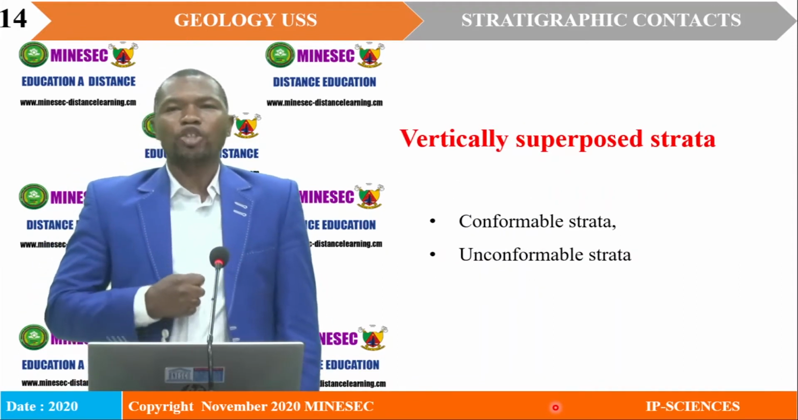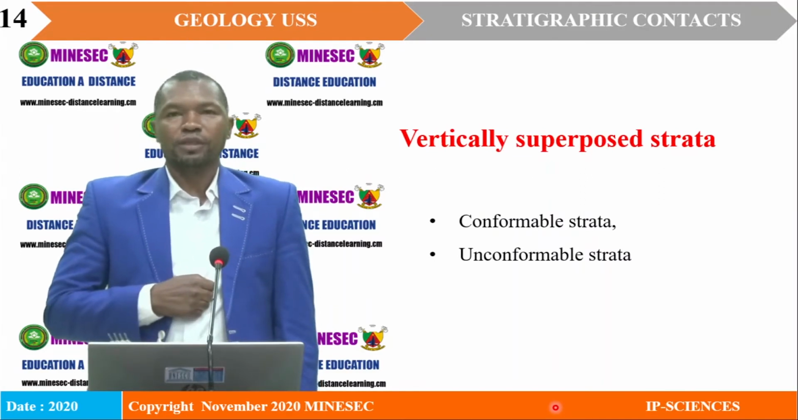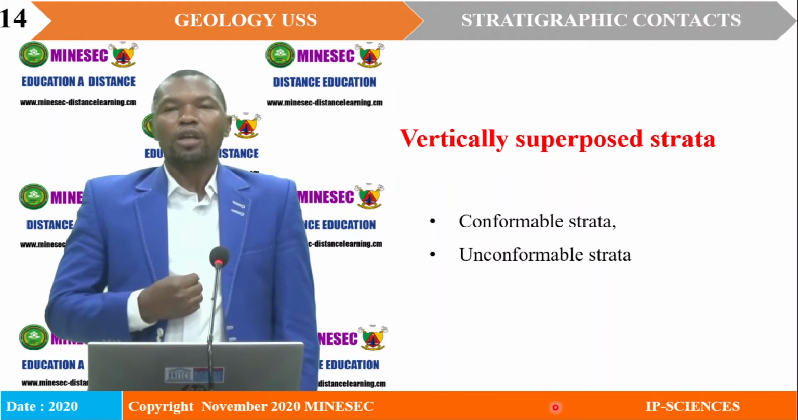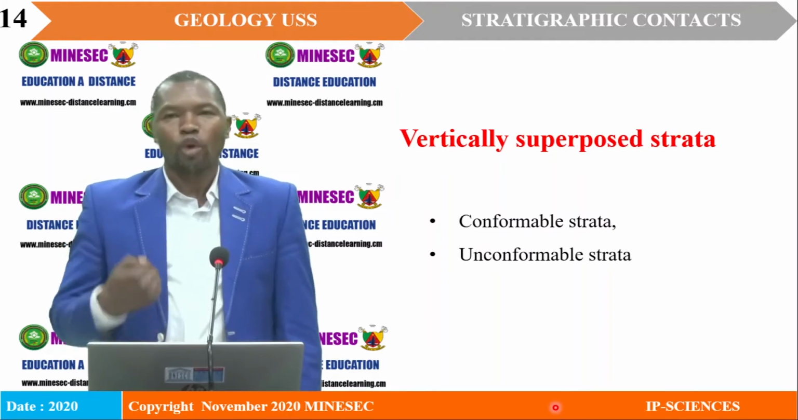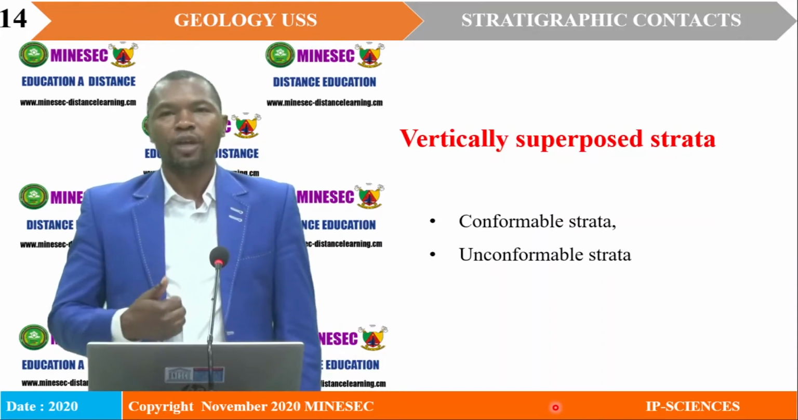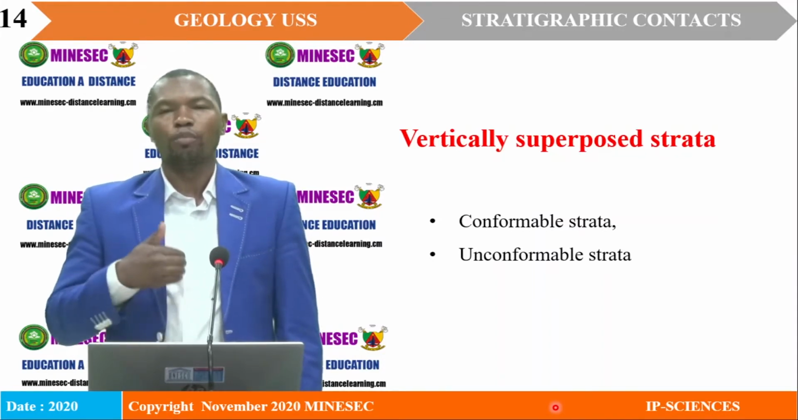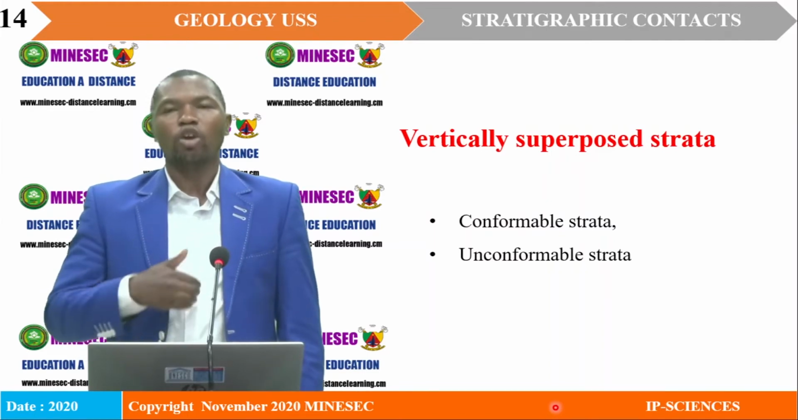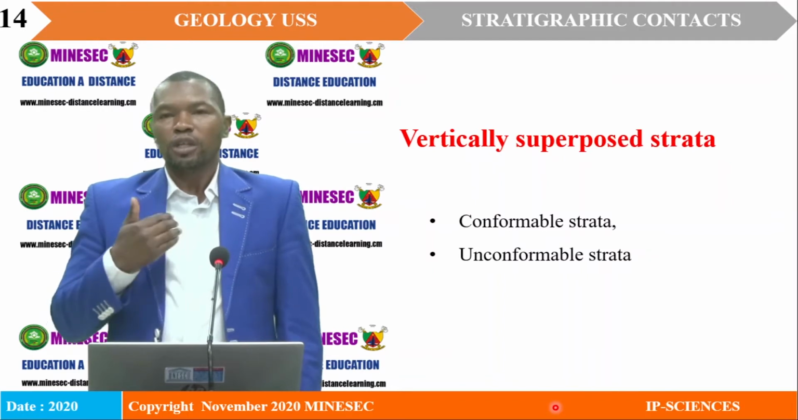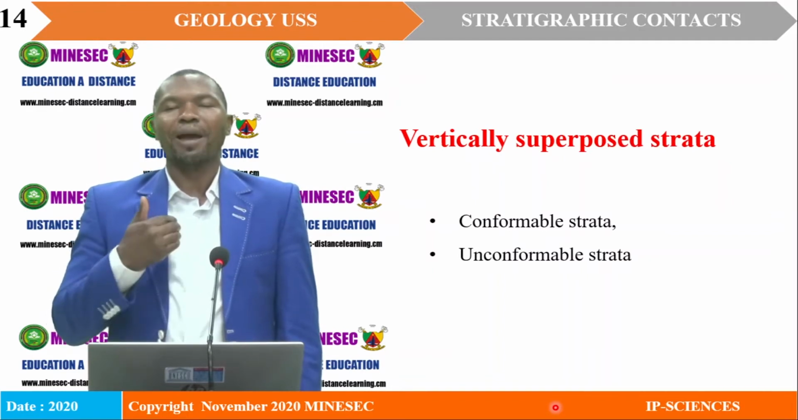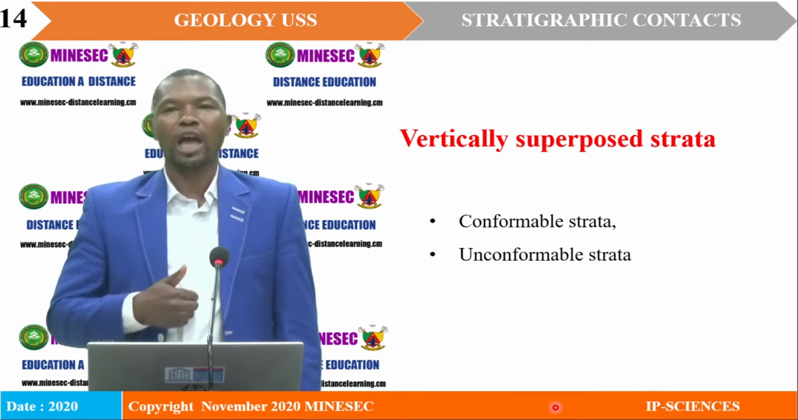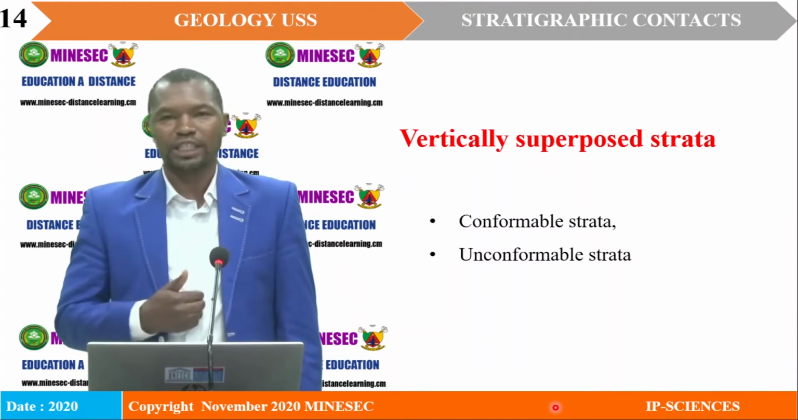The vertical superposed strata. These are strata that help us to understand the structure of an area, could it be a cliff, an outcrop, a pit, or a quarry. When we observe carefully, we will realize that they are partitioned into two. We have conformable strata and we have unconformable strata.